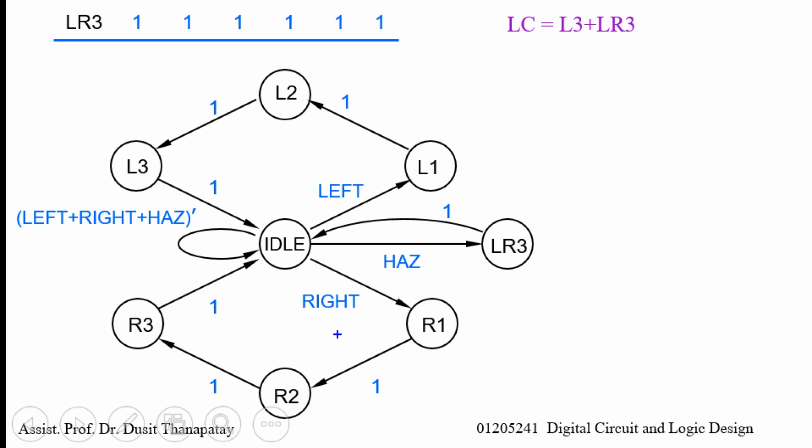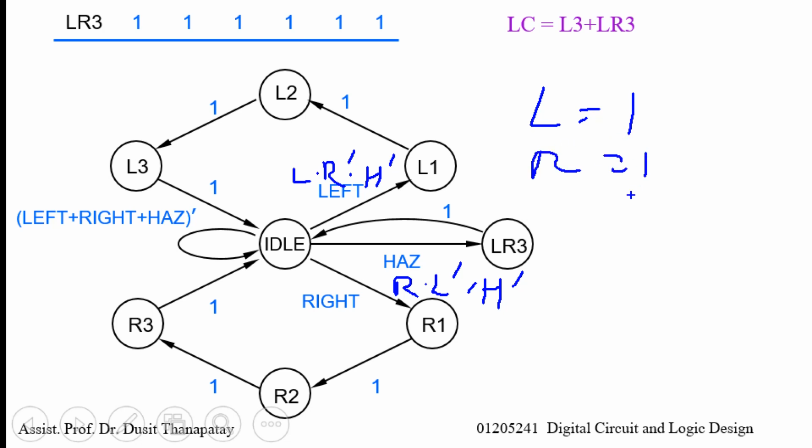When you turn right also, right? You must write right active, left not active, and hazard not active. For this one is left and right invert and hazard invert. Anyway, when you check again, if left active, right active at the same time, when you check, this condition is false, this condition is false. So this condition also false.